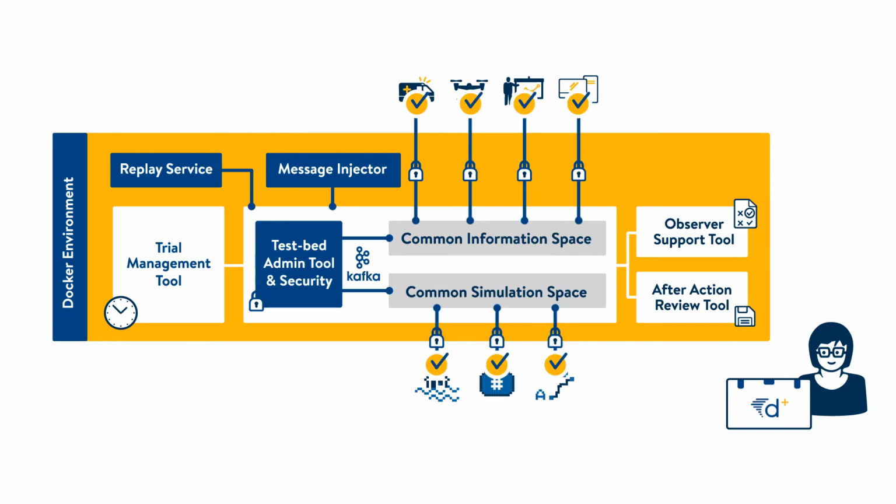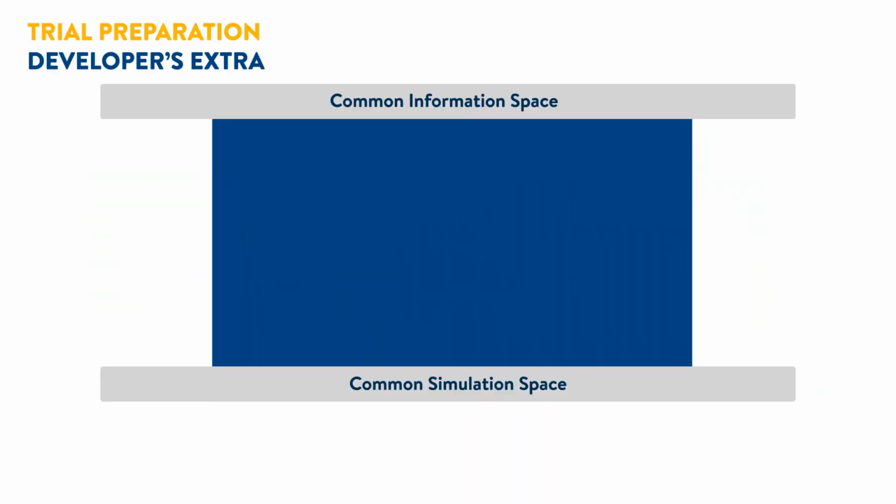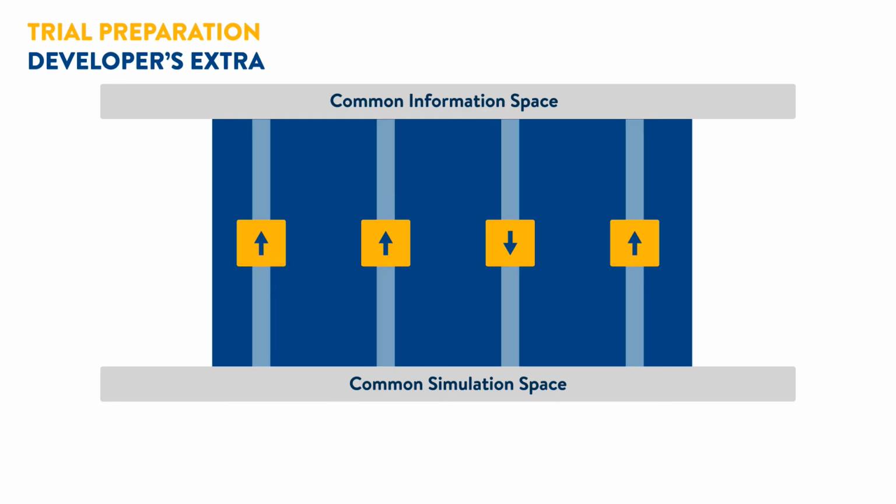For a specific trial, the gateway between the CIS and CSS must also be configured. The gateway consists of one or more translators. They translate and filter data from a simulator format into a format standardized for crisis management applications. Similarly, other translators can translate data from a CM solution into a format readable by one or more simulators. When fully configured, the gateway consists of multiple translators that convert messages back and forth between the CIS and CSS.